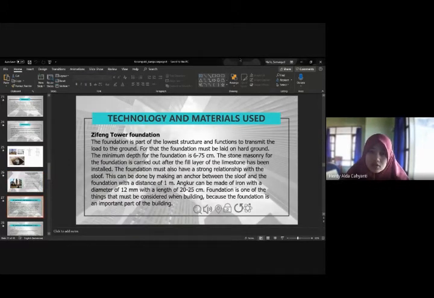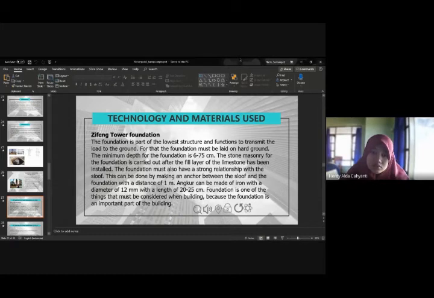The technology and materials as in the Zifeng Tower foundation. The foundation is part of the lower structure and transfers the load to the ground. For that, the foundation must be laid on hard ground.